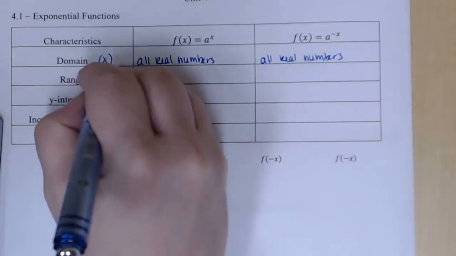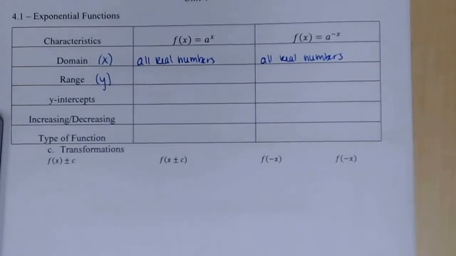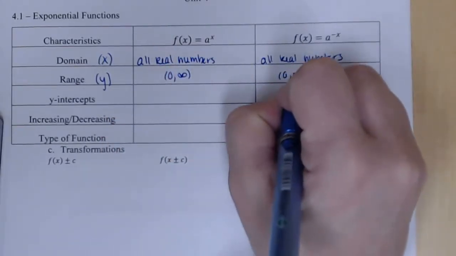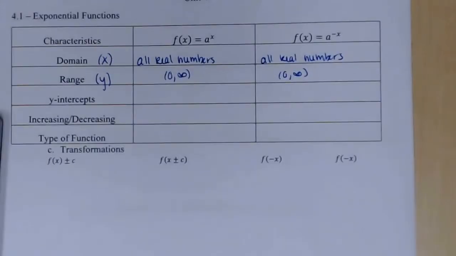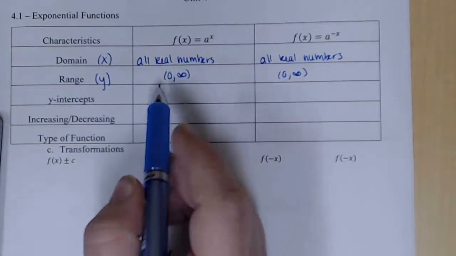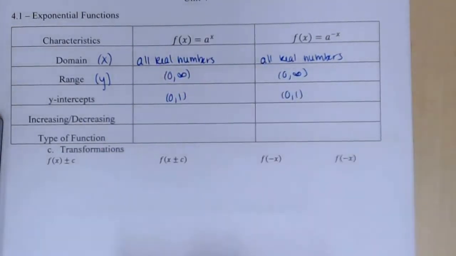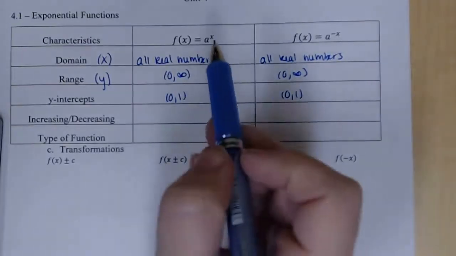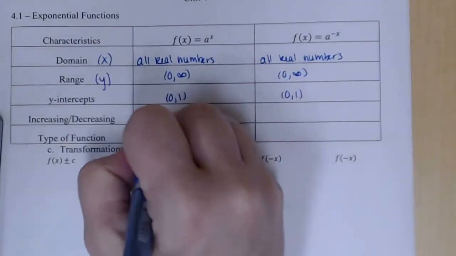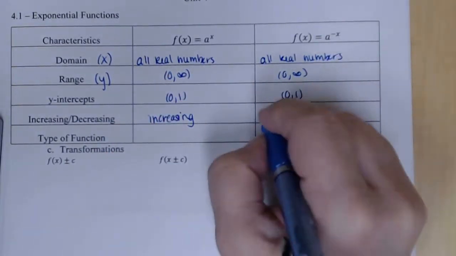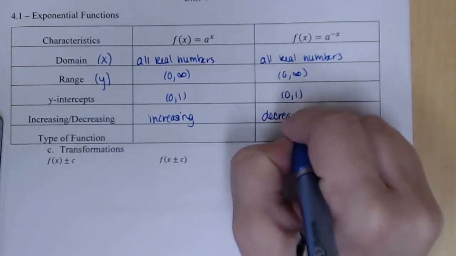Our range, that's our possible y values. You notice from the graph that the y values were restricted in those upper quadrants. And so they went from 0 to infinity on both of them. So you can get really, really close to 0, but it'll never include 0, so we want to put our parentheses right there on the 0. Our y-intercepts were both at 0, 1. So that's interesting. And then we saw when we had something just raised to the x, that was an increasing function. It was increasing the entire way. And then when we put the negative up there, it was a decreasing function.